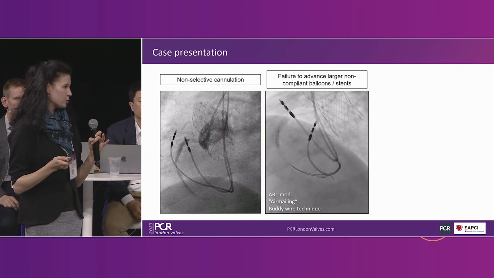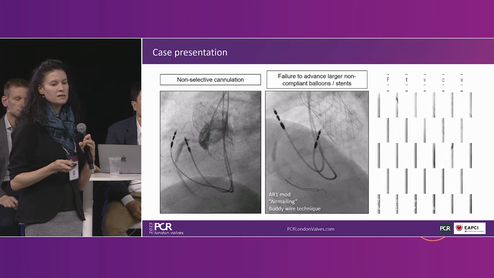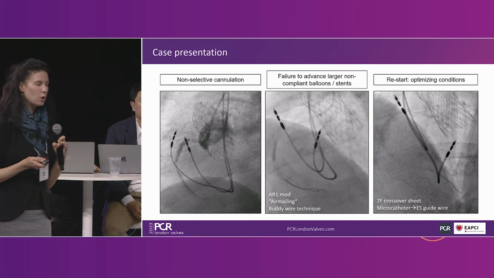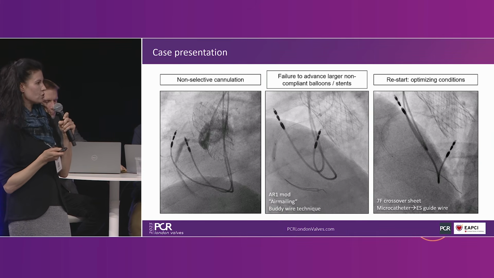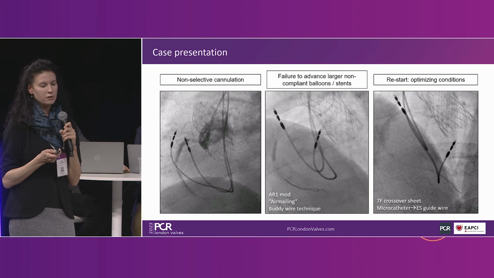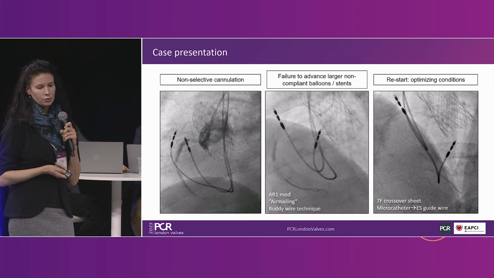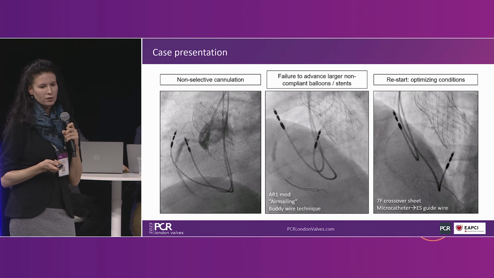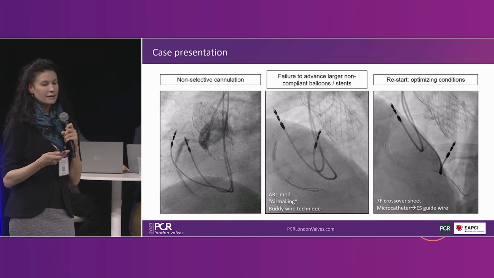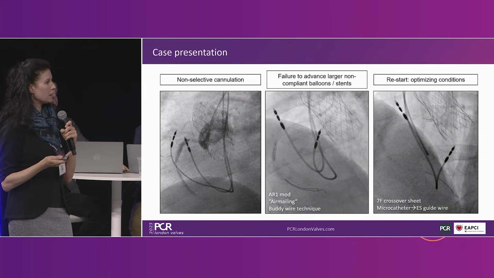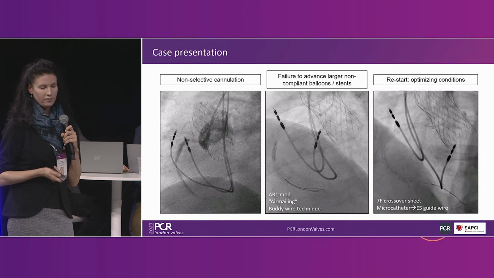So according to the poor backup I had, I lost everything repetitively, and I needed to restart again, this time optimizing the conditions a little bit, introducing a 7 French crossover sheath due to severe peripheral kinking or tortuosity, and also inserting a microcatheter. You can see the tip there, to make an exchange for a stiffer guide wire deeper into the peripheral part of the coronary vessel.